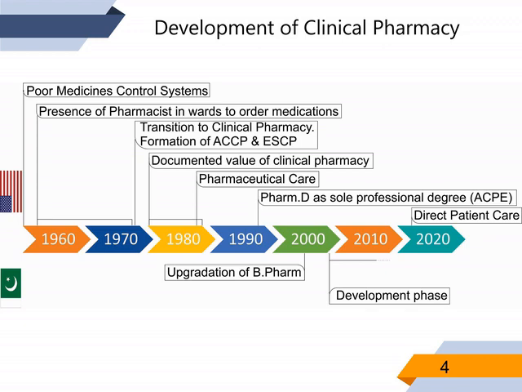Hence, in Pakistan, the Pharm.D degree was introduced as the basic degree in pharmacy in 2004, replacing the 4-year traditional Bachelor of Pharmacy (B.Pharm) degree.